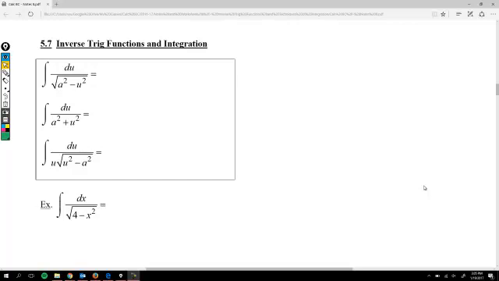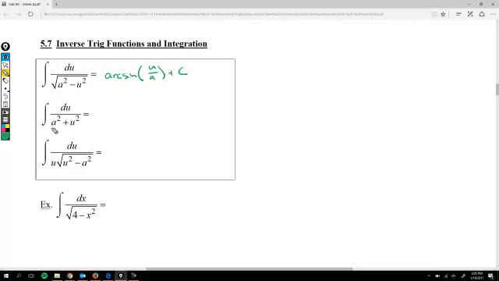Hi everyone, we are talking about integrating inverse trig functions, and first we need some integral rules. So here, if I have the integral of 1 over the square root of a squared minus u squared, where a is some constant and u is a function of x, then my integral will be arc sine of u over a plus c.